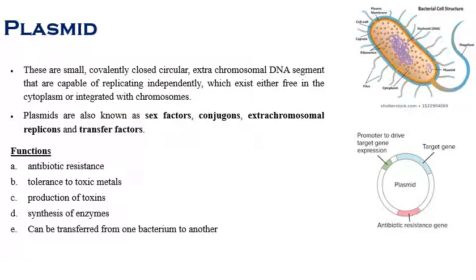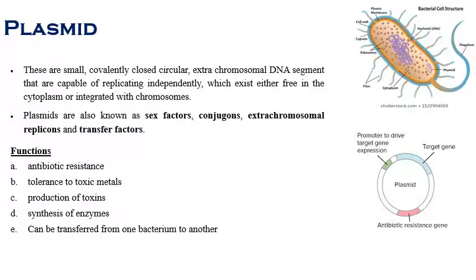Remember, it is a small, circular, covalently closed, extrachromosomal, double-stranded DNA, not single-stranded. I already told you it contains extra information. What will be the function of this plasmid? It contains 1 to 5% of extra genetic information that will be helpful to protect the bacteria against antibiotics. The first function is antibiotic resistance and tolerance to toxic chemicals, or production of toxins, or synthesis of enzymes.